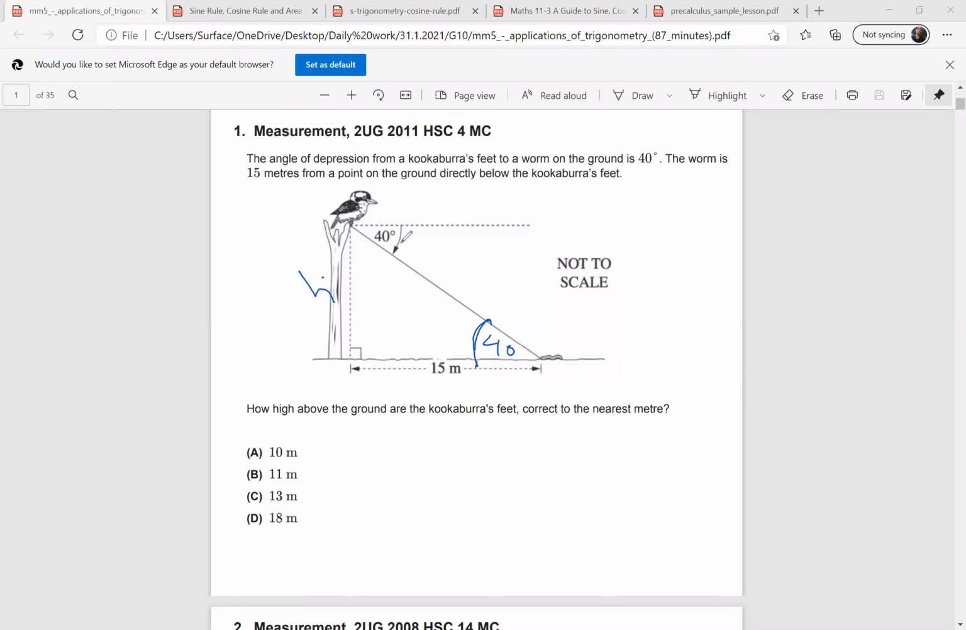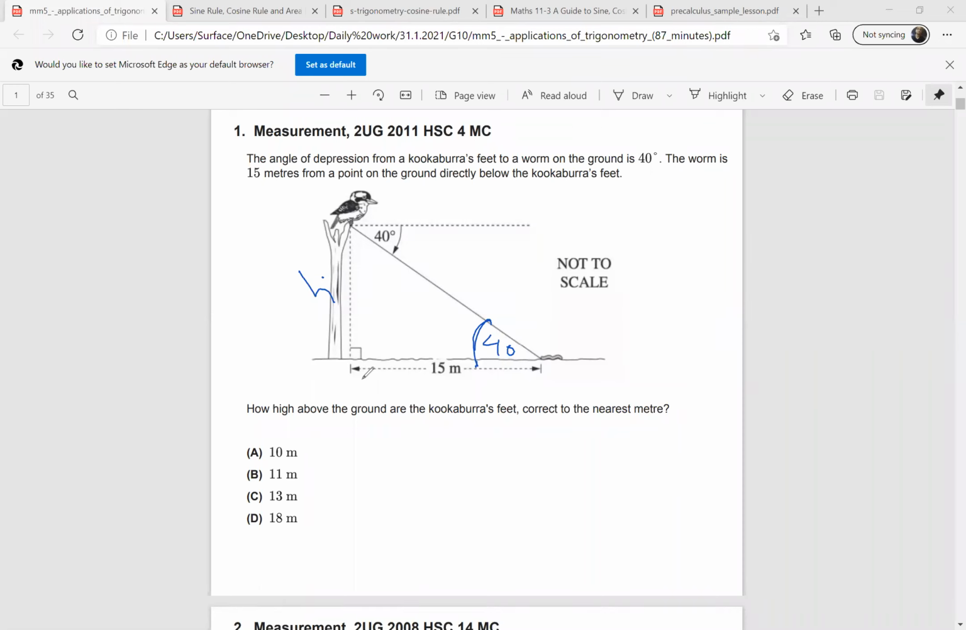Again, we have the angle of elevation, which is 40. And the distance from this point to the bottom of the tree is 15. And we need to find the height of this one. This angle is 40 because these are the alternate angles. And this distance is 15. And we need the opposite.